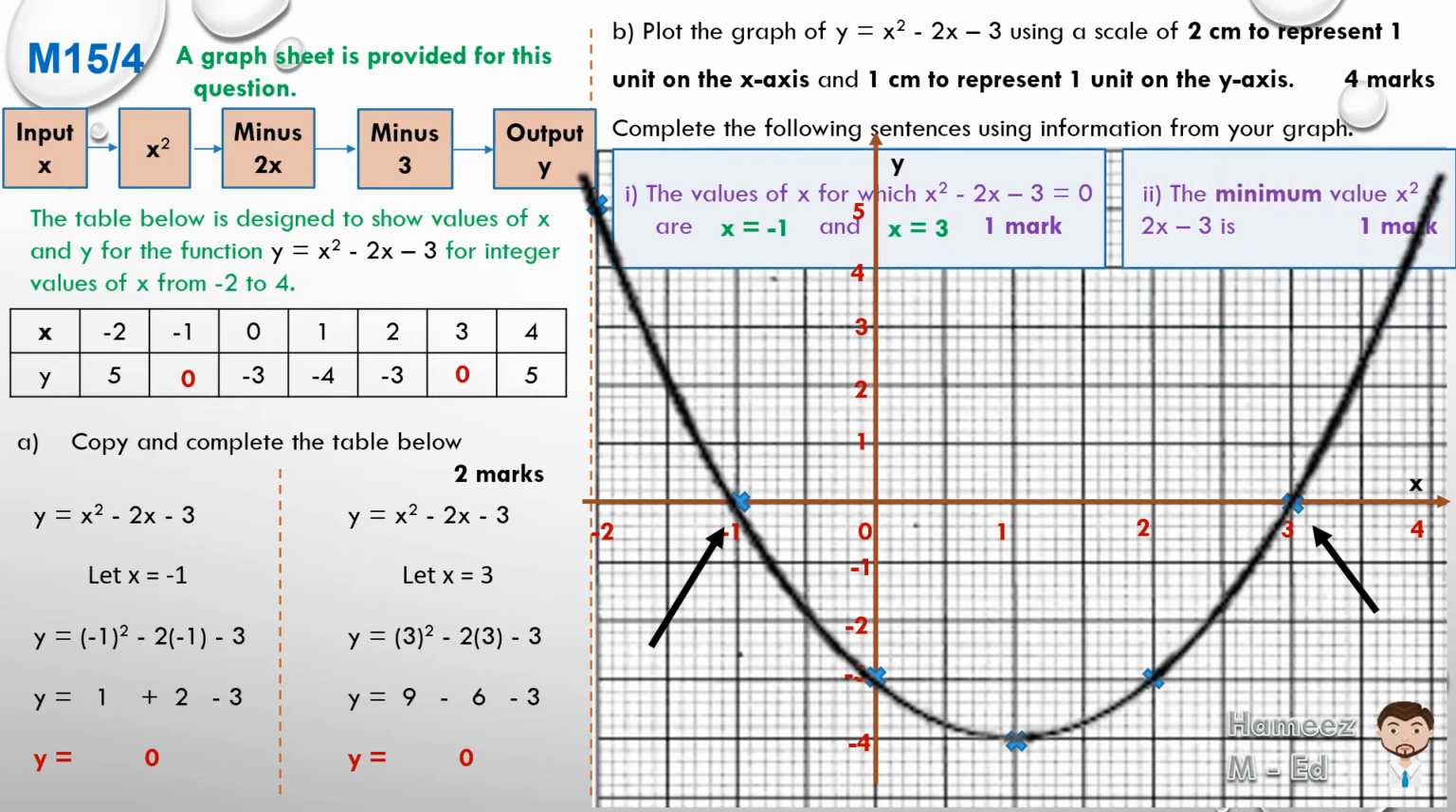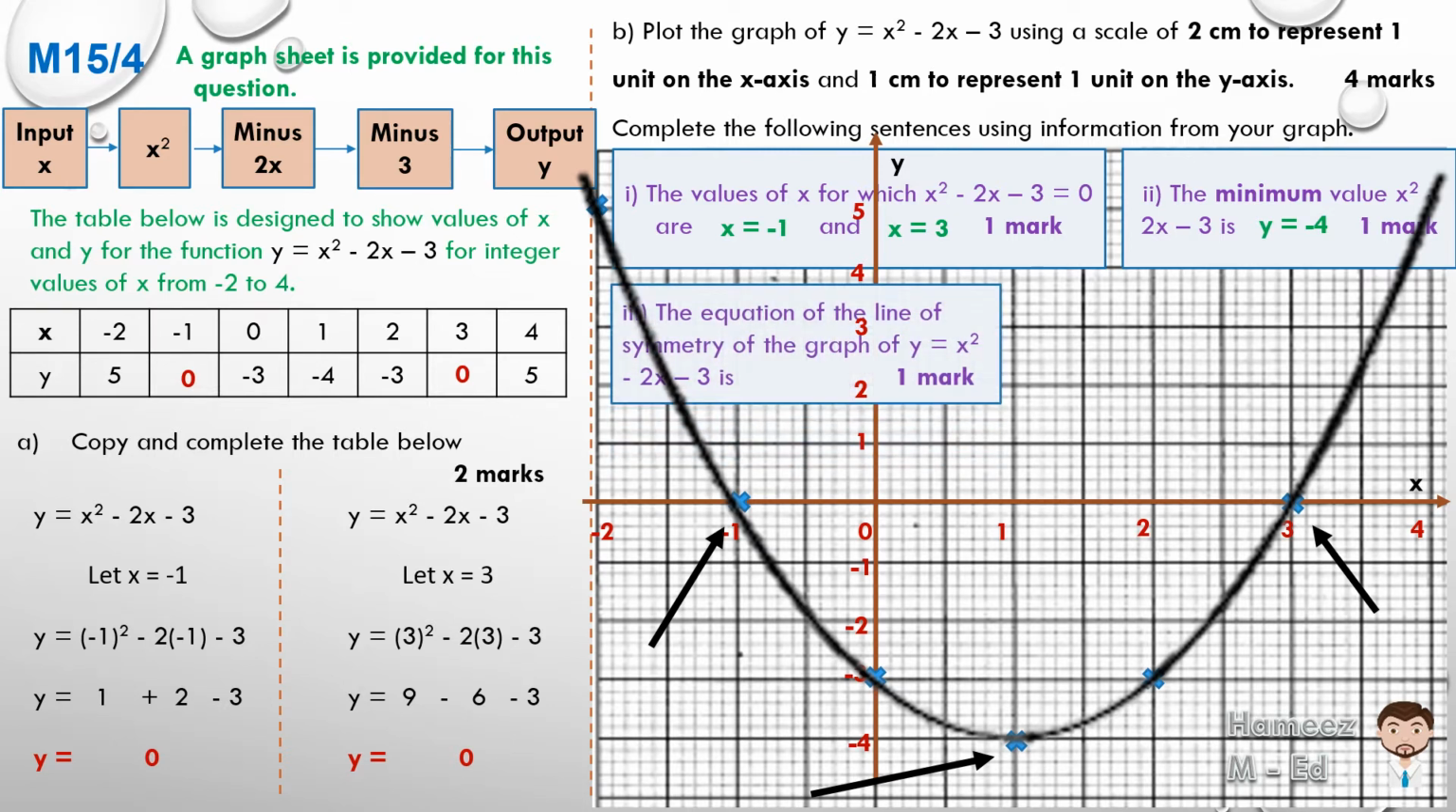For part 2 of the question, what is the minimum value? And the minimum value means what is the y value, the smallest y value that this graph obtains. The smallest value would be at the lowest point, and let's put an arrow showing you it's at the point 1, minus 4. So the minimum value is minus 4. y does not get smaller than minus 4 in this graph.